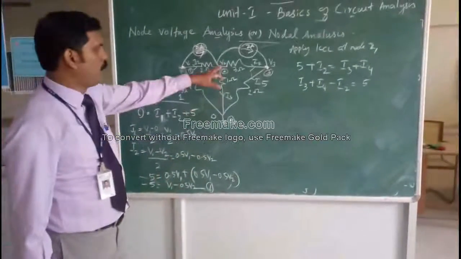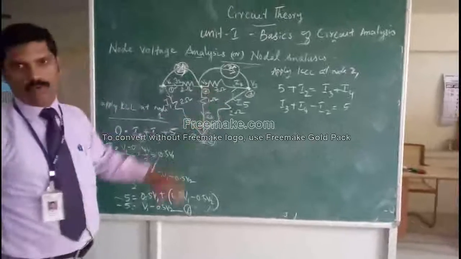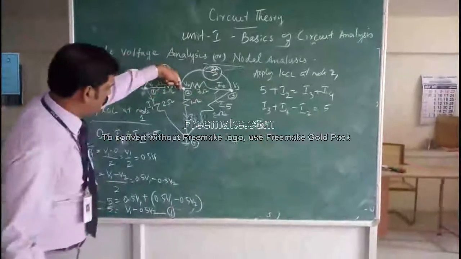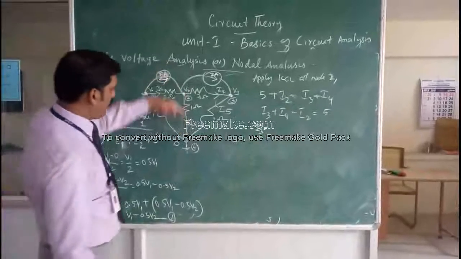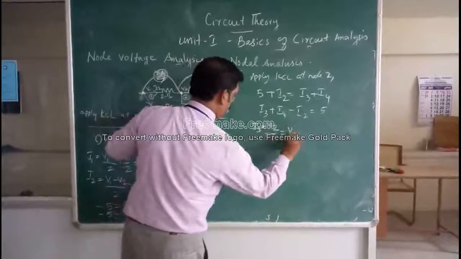Now I have to find the equation for I3 and I4. So what is I3? I3 is equal to the current flowing through this node and this node. Therefore V2 minus 0 is again V2. V2 divided by 1 is V2.